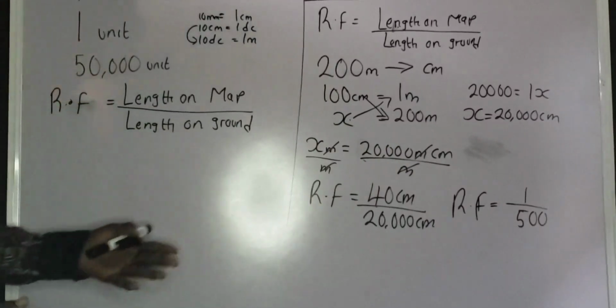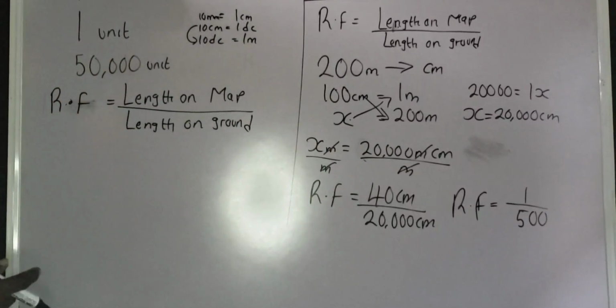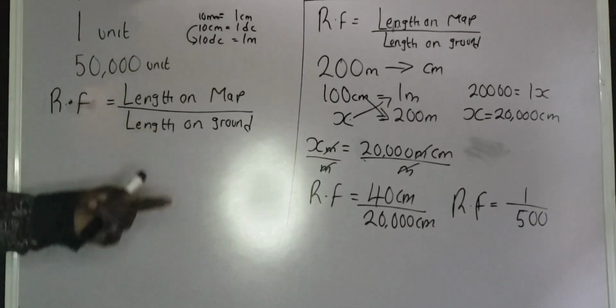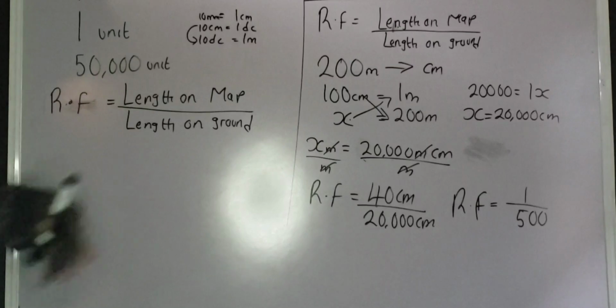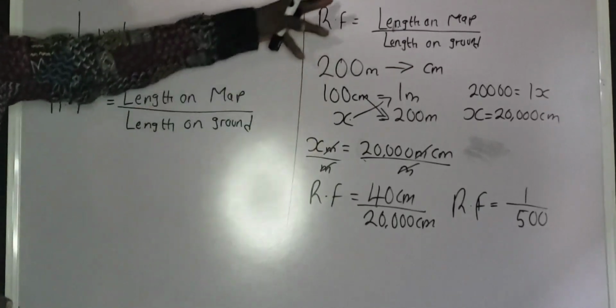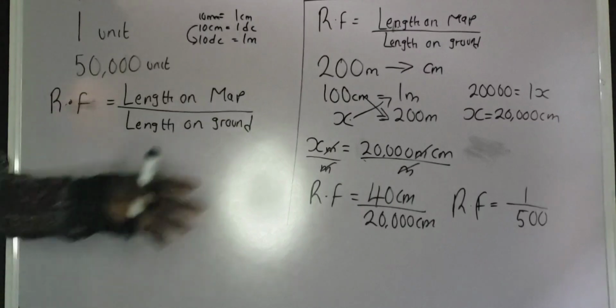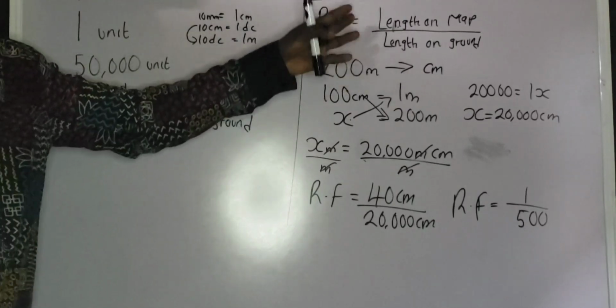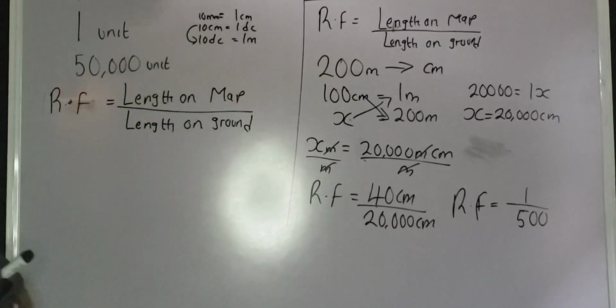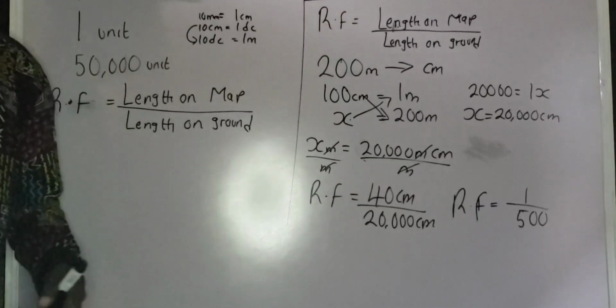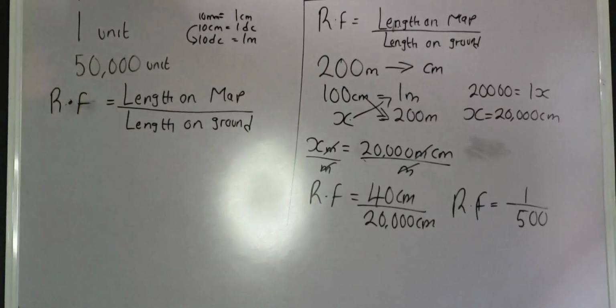So now you can see how I calculate this. So you can calculate the representative fraction of any scale. The first step is that if they are not in the same unit, you have to convert to the unit on the map or the unit on the plan. You have to convert it to the unit on the map. After that, you divide the length on the map all over the length on the ground. So that is how to calculate the representative fraction.